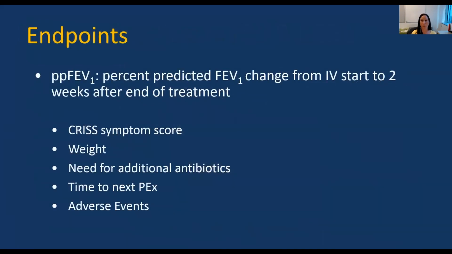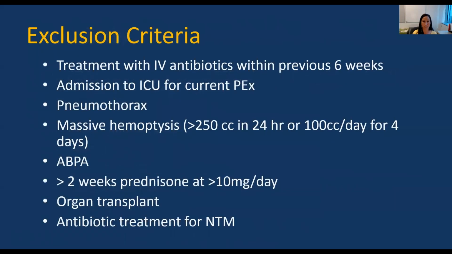The primary endpoint was measured 2 weeks after scheduled completion of IV antibiotics, and the change in percent predicted FEV1 from the start of treatment to this 2 weeks after cessation was the primary endpoint. CRIS symptom score was also measured along the same time scale. Weight, need for additional antibiotics, time to the next pulmonary exacerbation is an endpoint that we will get as we merge these data with the CFF patient registry going forward, and of course adverse events.